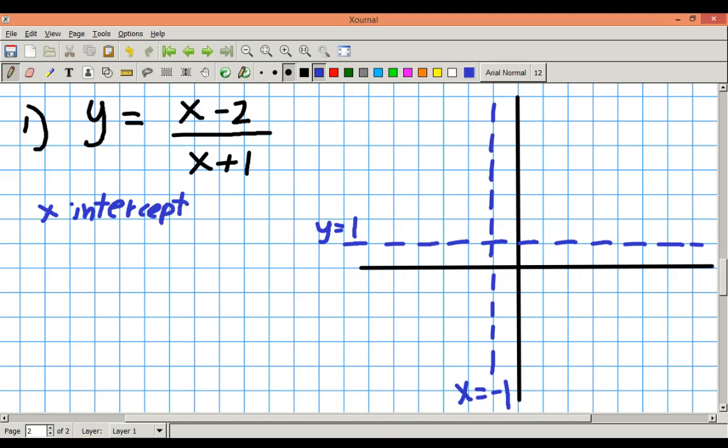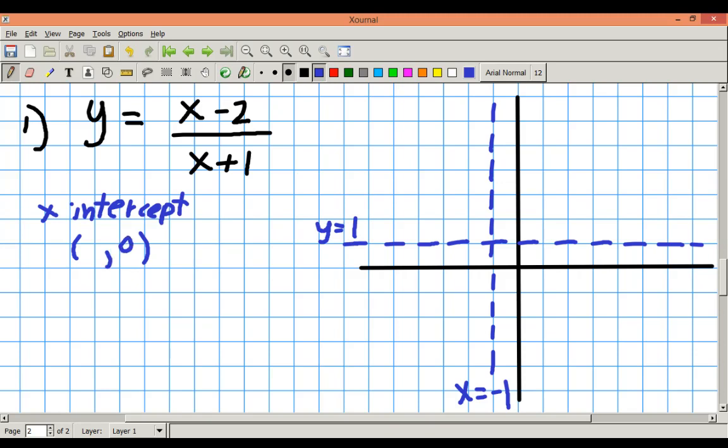So the x-intercept, remember, is where the graph crosses the x-axis. So all the points on the x-axis have a y-coordinate of 0. Well, how do you look at that rational function? How do you get y to be equal to 0? Well, y is 0 where the top of the fraction is 0.